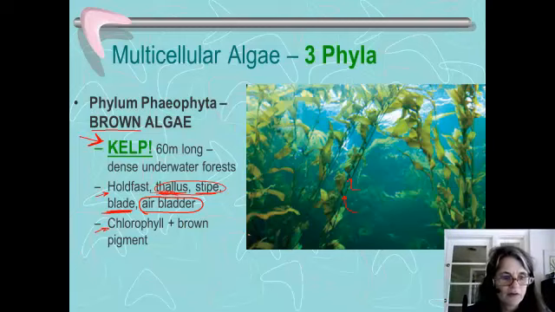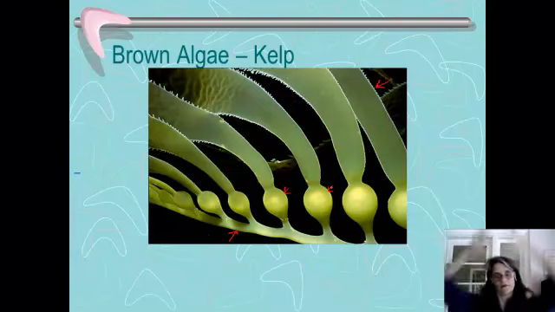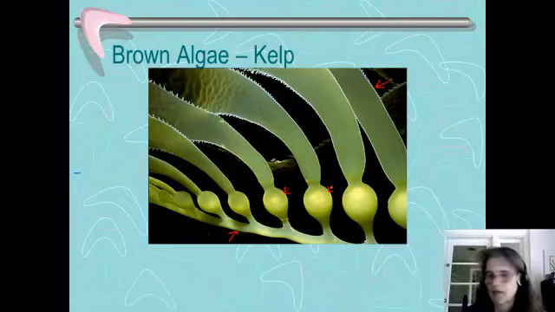They do have chlorophyll, but they also have a brown pigment, hence they are called the brown algae. Okay? This is a beautiful picture of the blade. Here's the blade, here's the stem-like structure, but again, it is not a true stem, and these are the air bladders that keep the leaves and the plant buoyant and reaching up towards the sunlight.